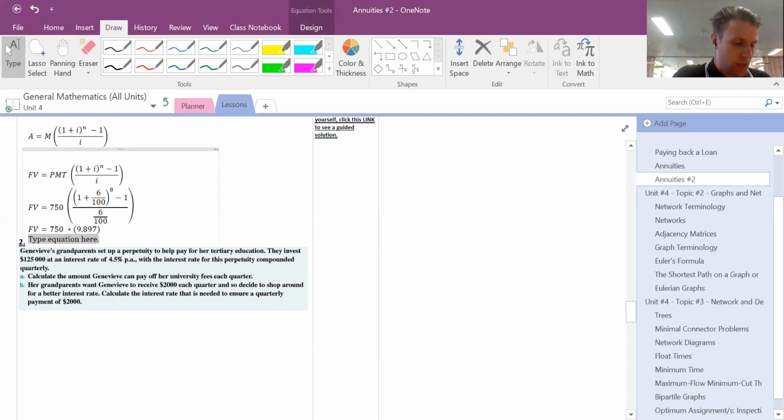So if we take that value and times it by 750, we end up with a future value of $7,423.10.